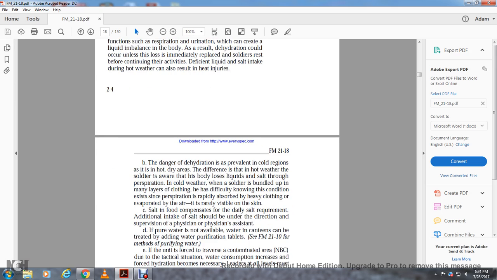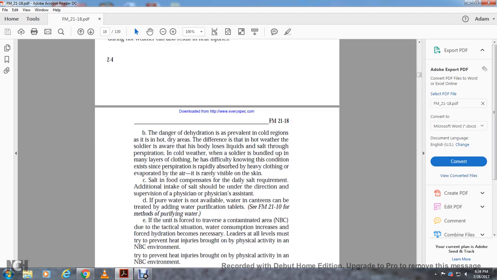The danger of dehydration is also prevalent in cold regions, as cold air is drier. The difference from hot weather is that in hot weather soldiers are aware of the body losing liquid and salt through perspiration. In cold weather, when the soldier is bundled up in many layers of clothing, he has difficulty knowing the condition exists, as the perspiration is rapidly absorbed by the heavy clothing and evaporated, rarely visible on the skin.